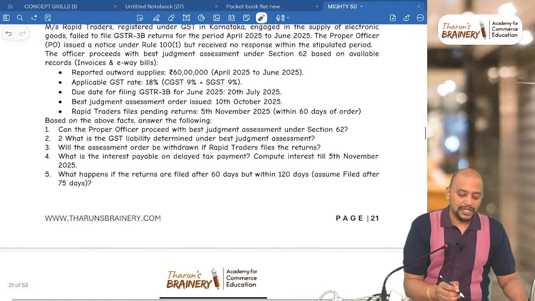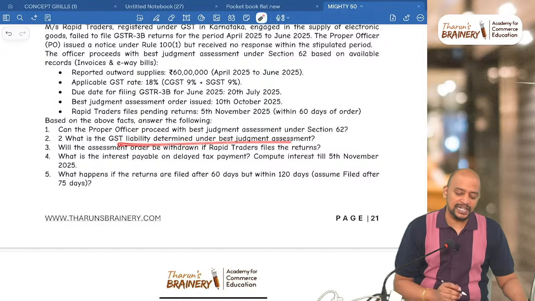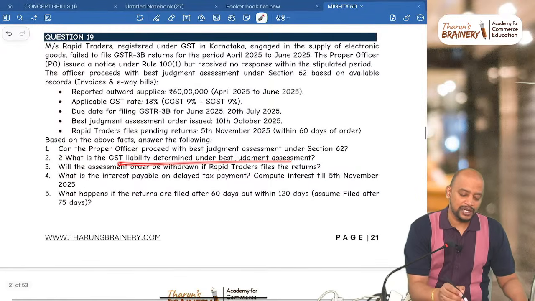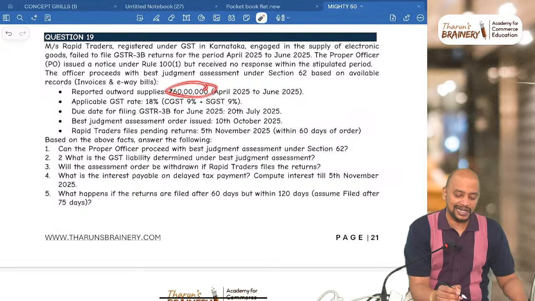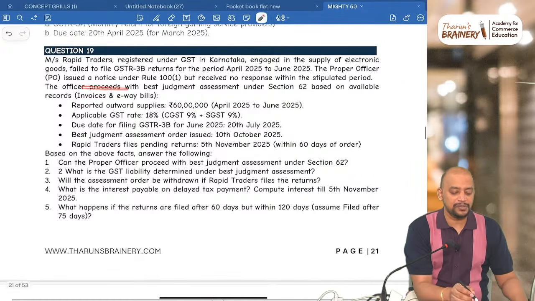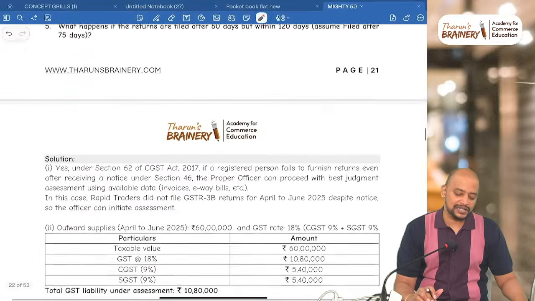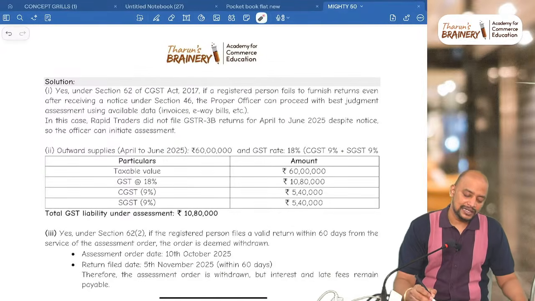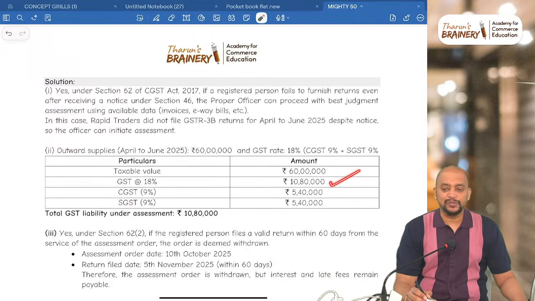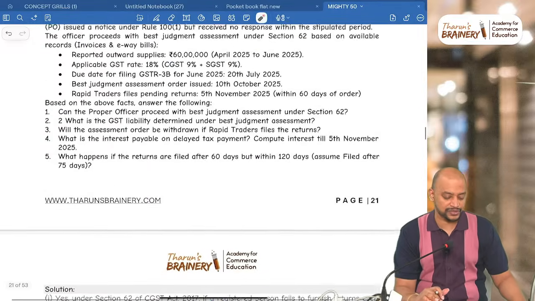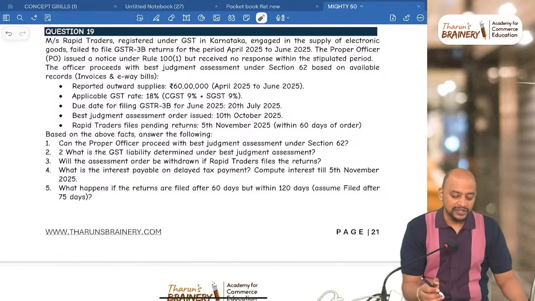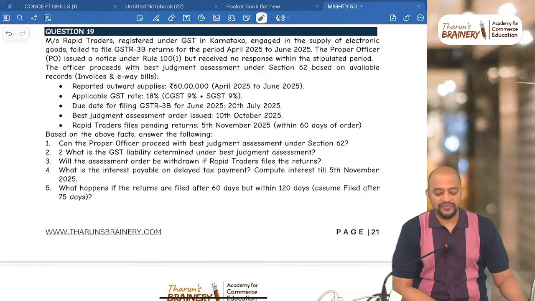Second, what is the GST liability determined under best judgment assessment? Simple, how much liability did they report? 60 lakhs, and based on invoices and e-way bills they are able to get it. So 60 lakhs into 18%. What is 60 lakhs into 18%? That is 10 lakh 80,000 that will be taken as the GST, with the CGST and SGST breakup. So 10 lakh 80,000.